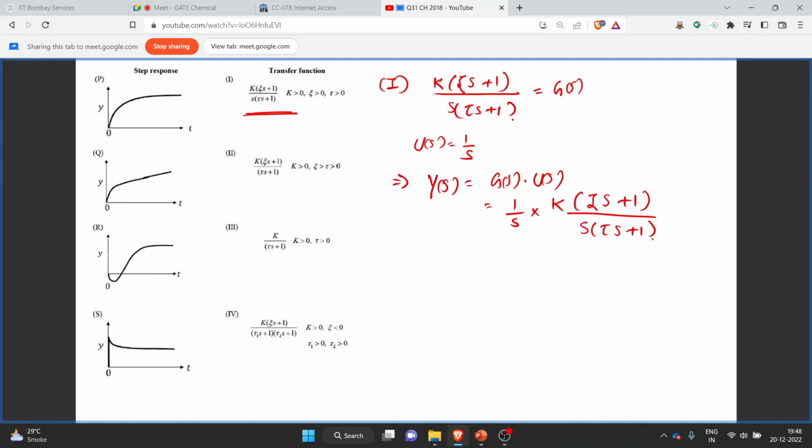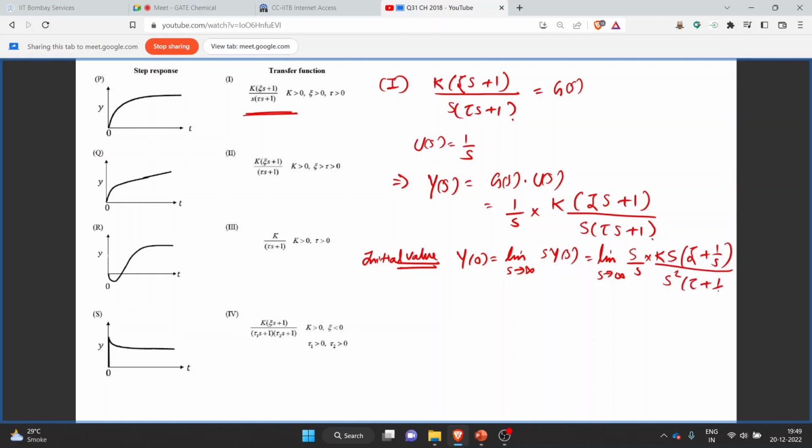So let's use the initial value theorem to find the initial value of this transfer function. According to the initial value theorem, y of 0 is the limit s tends to infinity of sY(s). So that will become limit s tends to infinity s upon s to k. Now from this term we'll be taking s common. It is zeta plus 1 upon s upon s square tau into 1 upon s. So this will get cancelled out.